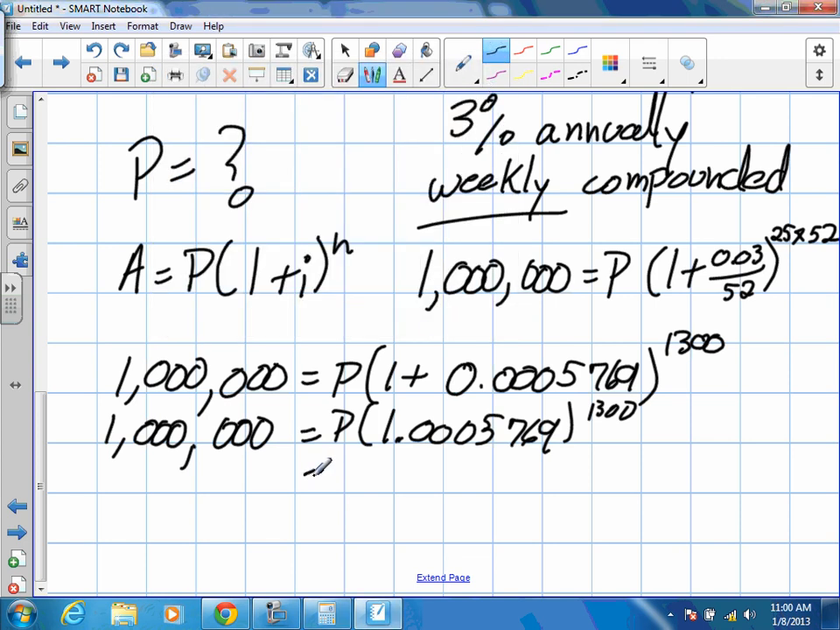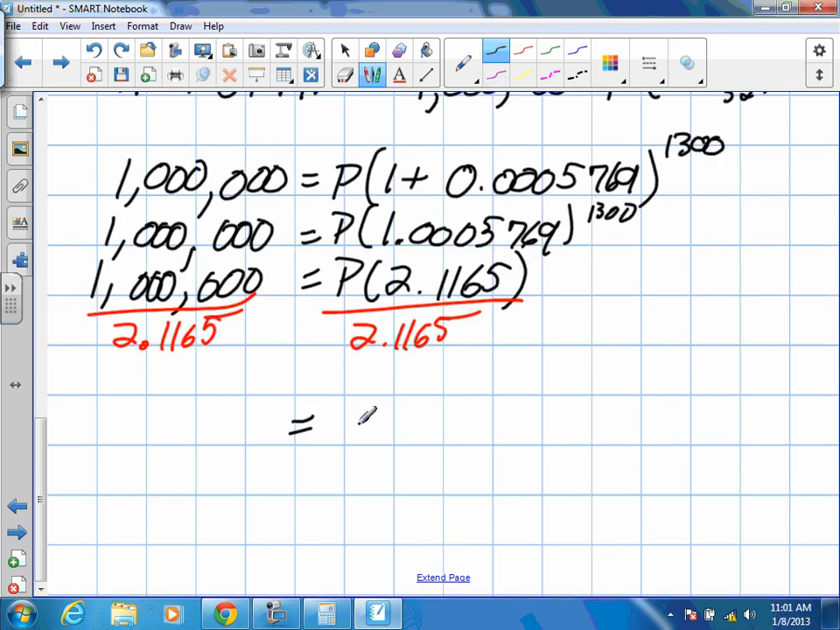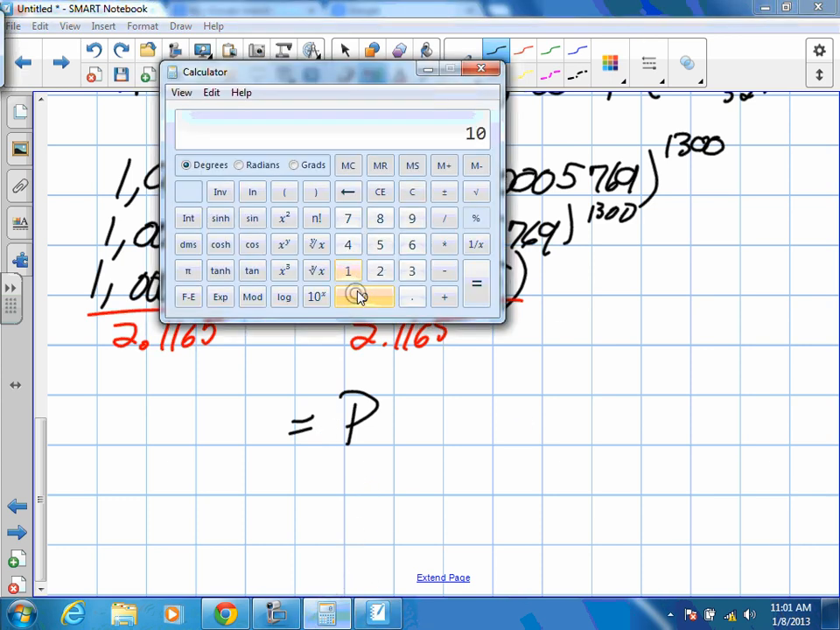So P times 2.1165. How do I isolate P? Yeah, we can do that, but we also could just divide. Divide by 2.1165 on each side. So we're going to take our million and divide it by 2.1165, which is going to tell us our principal, so the amount of money we need to invest now. So we take 1 million divided by 2.1165. And apparently I need to invest 472,478.14.